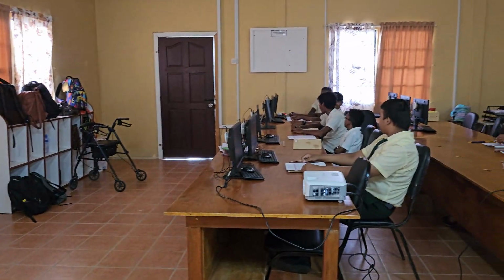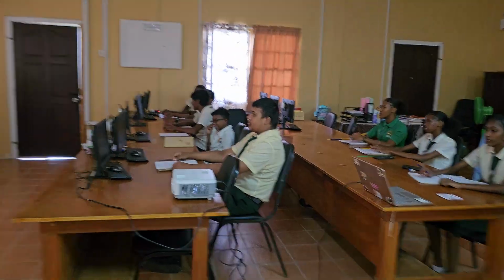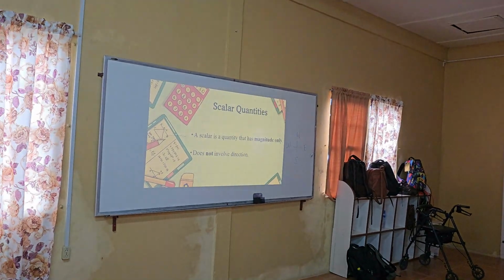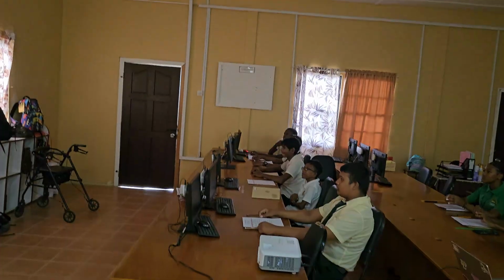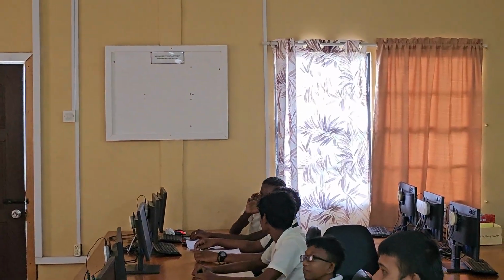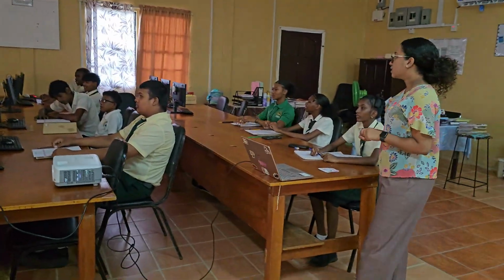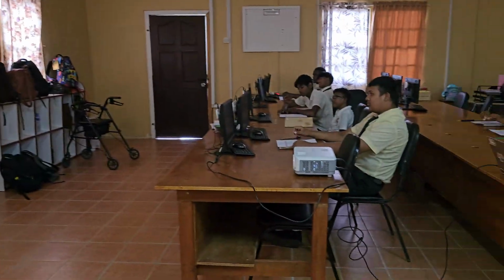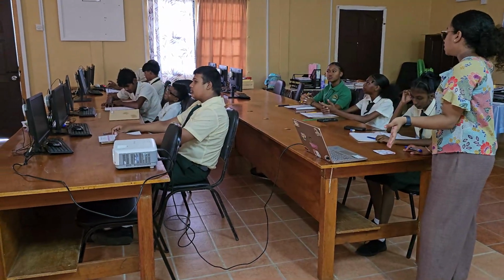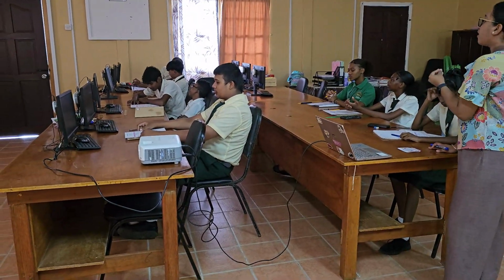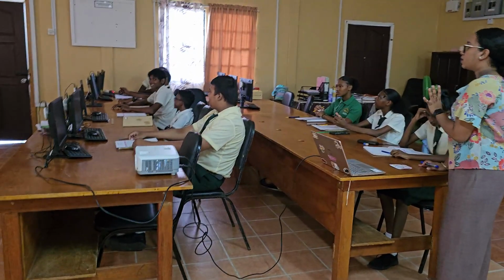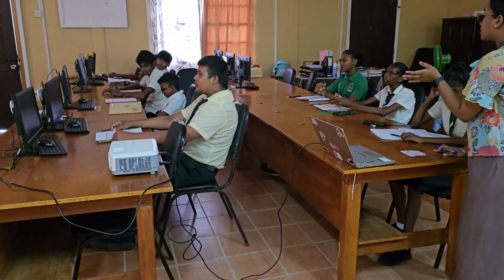Good. Now what about scalar quantity? Somebody else read for me. A scalar is a quantity that has magnitude only. The second point? It does not involve direction. So a scalar quantity is like you're saying you're moving 20 meters to the canteen. Right, Tyrone? You're not specifying which direction you're going. Not specifying, okay, I'm going north, I'm going west. You're just talking about the distance.